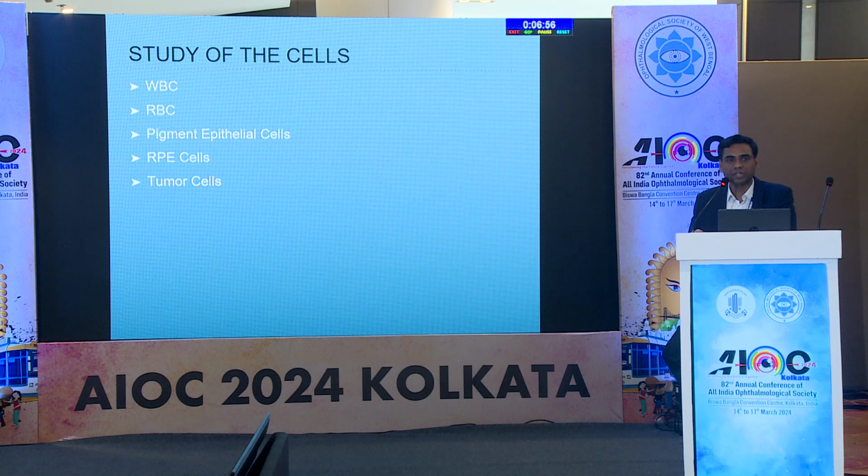So the idea when we deal with these kind of entities is to know what kind of cell we are dealing with. Whether we are dealing with a white blood cell, a red blood cell, pigment epithelial cell, RP cell, or a tumor cell. And with the modern slit lamp with high magnification, it is quite possible to differentiate what kind of cell you are dealing with.